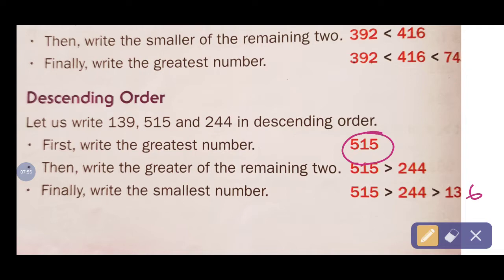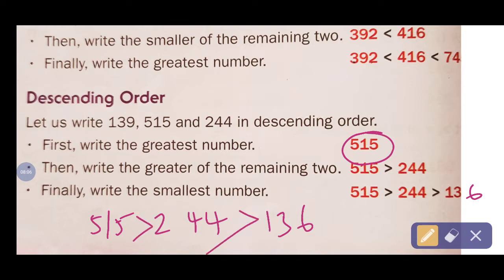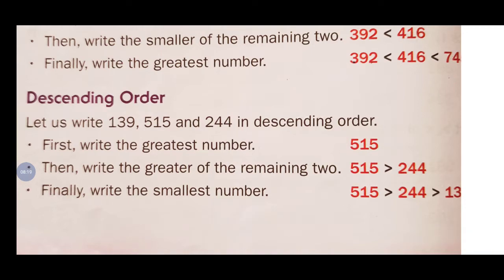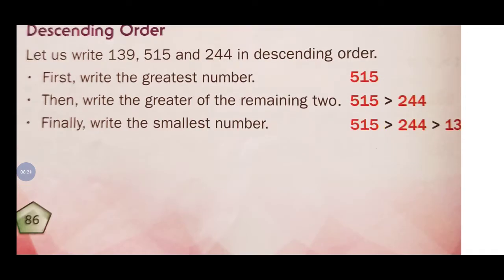See, I will show this one here. So 515, 244, 136. Big to small. Then keep greater than symbol like this. 515 is greater than 244 and greater than 136. So big to small, big to small. So these are the ascending and descending numbers.